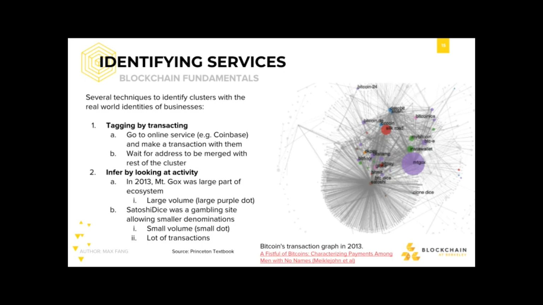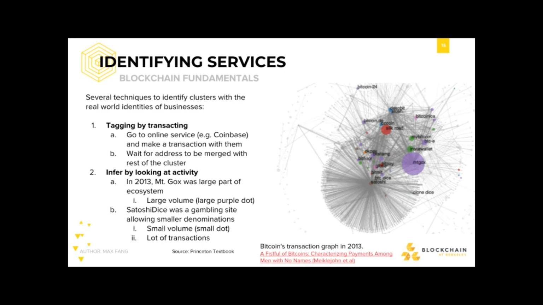Another, more passive approach is just looking at a transaction graph. Back in 2013, Mt. Gox was a huge part of this ecosystem. They had a large volume of transactions coming in, and the volume of transactions shows you how big the circle is. Mt. Gox is right here, this purple circle, and as you see, it is the biggest circle in the entire ecosystem. If you knew that property about Mt. Gox, you could make a very accurate guess about which of these circles Mt. Gox was.